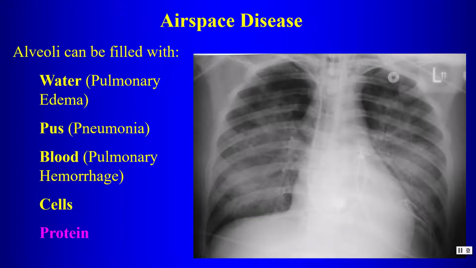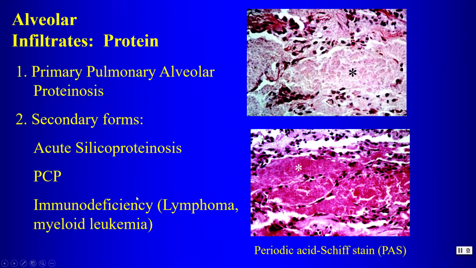So moving on now to protein as a cause of airspace disease. Pulmonary alveolar proteinosis: there's a primary form that affects the lung, and then there are secondary forms that are secondary to other diseases like acute silicoproteinosis. Pneumocystis pneumonia can also be associated with accumulation of an alveolar protein within the air spaces, and immunodeficiencies and underlying diseases like lymphoma and myeloid leukemia can also be associated with secondary pulmonary alveolar proteinosis.